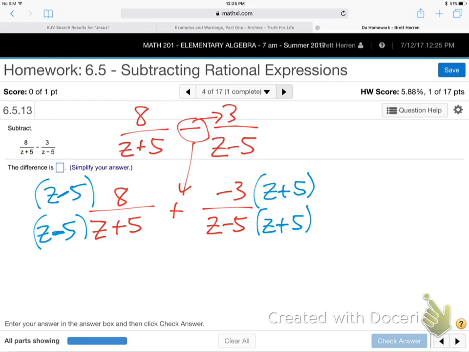Good? Then the 8 distributes. The minus 3 distributes. The bottom doesn't. We don't mess with the bottom, right? Once we've got the bottom common denominator, we leave it alone. We have to finish the top because we have to combine everything, right? The tops are different and need to be combined. The bottoms are identical. Leave them.